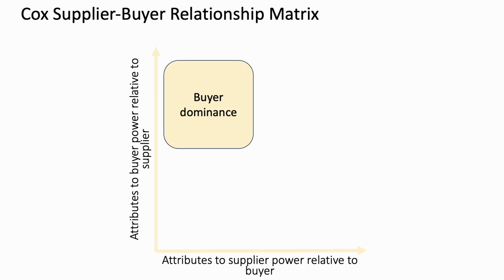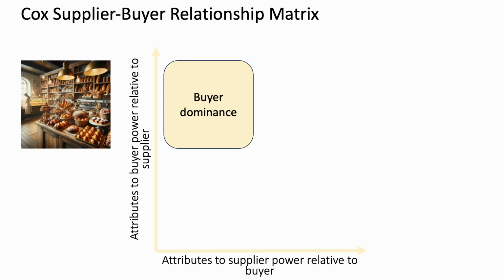Buyer dominance. Imagine a local bakery buying flour. There are many flour suppliers, but the bakery is a significant customer for one small supplier, purchasing a large portion of their output. The bakery can easily switch to another supplier if needed, making the supplier highly dependent on the bakery's business. This gives the bakery strong negotiating power to get lower prices or better terms.